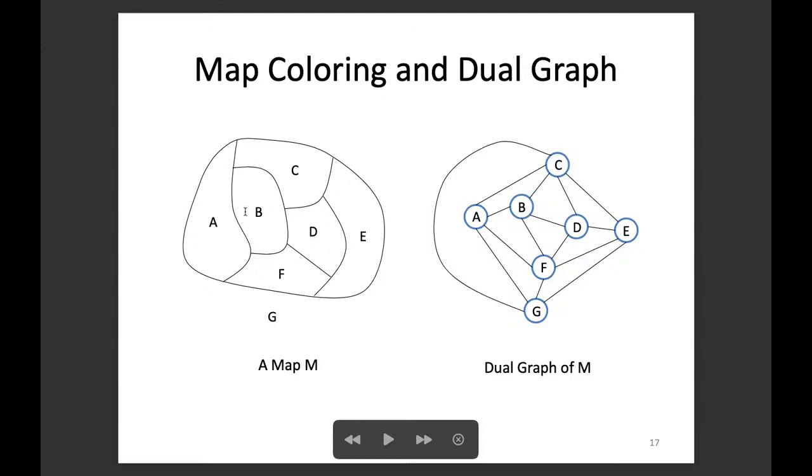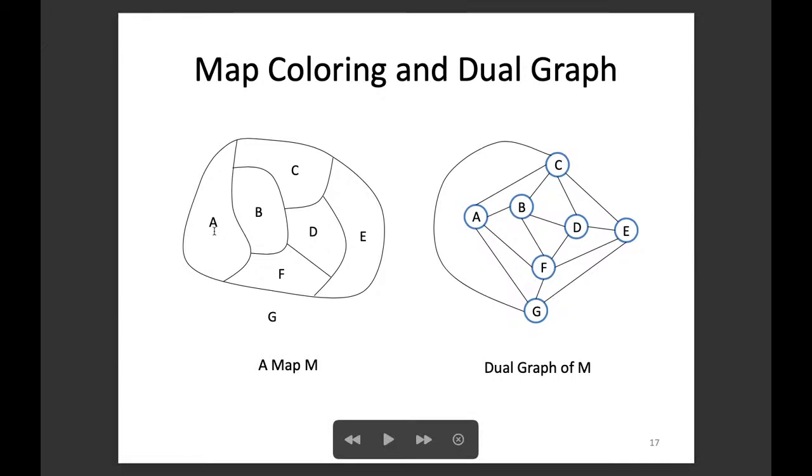So in that case, we join AB. We join AC, it is because A and C here. We join AG because AG here. G is actually the outermost region. Okay, so this is called the dual graph. And notice that if the map here is drawn on a plane, then the dual graph is also a planar graph. We can draw it without any edge crossing each other.